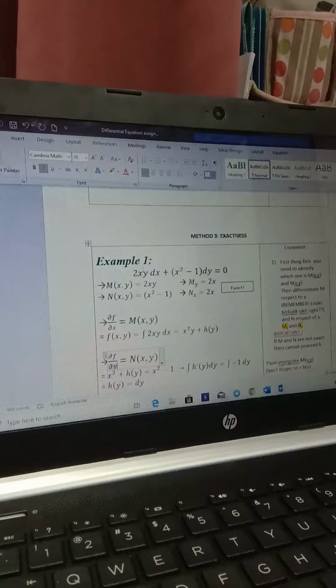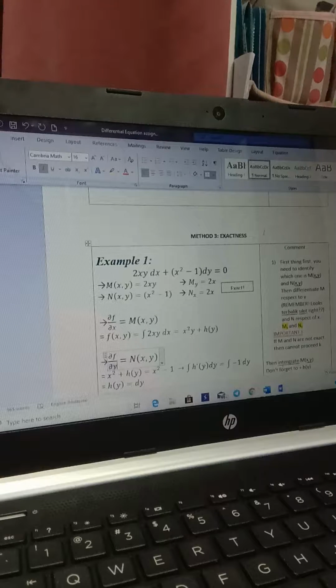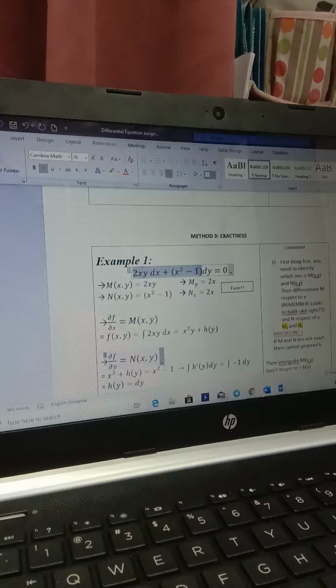Okay, now we will move to the next method, which is the method of exactness and integrating factor. So we look first at the method of exactness. For this example, let's look at the equation. The equation is 2xy dx plus (x squared minus 1) dy equals 0.